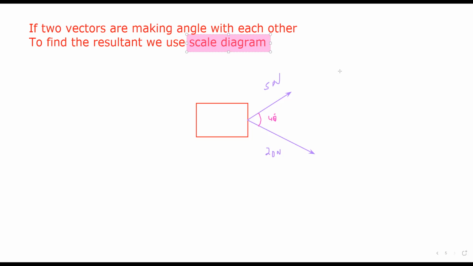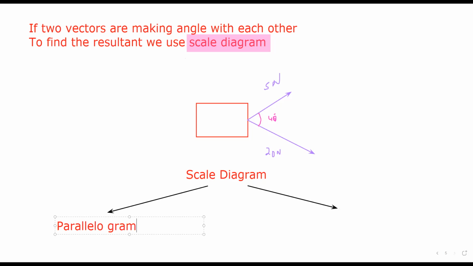What is a scale diagram? From the name you can understand. When we say scale, it means you measure something. We make a measurement, that is why we call it a scale diagram. Scale diagram questions can be solved in two ways. One is known as the parallelogram method, and the other one is known as the triangle method.